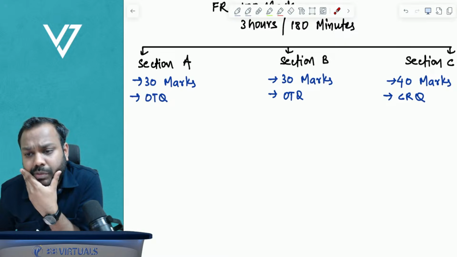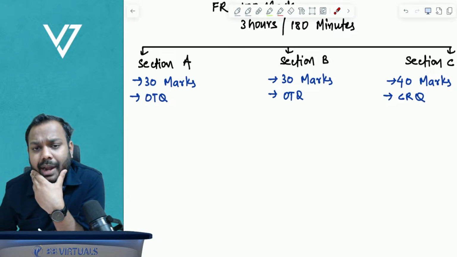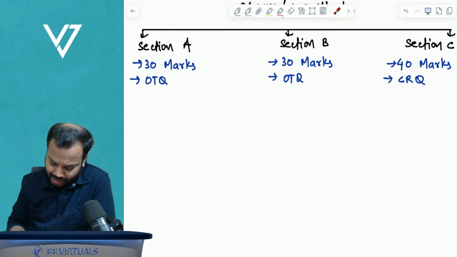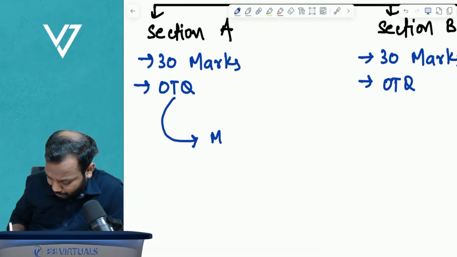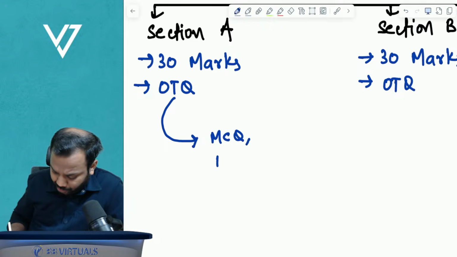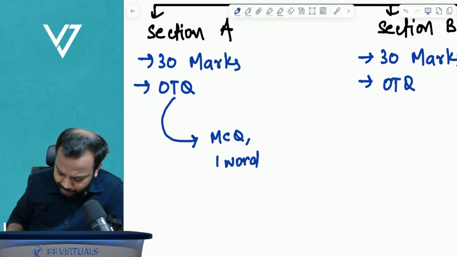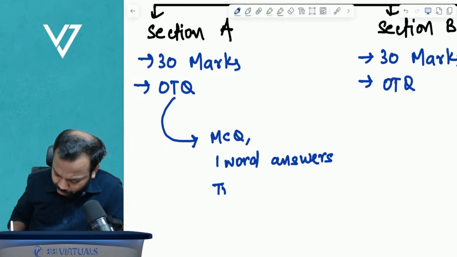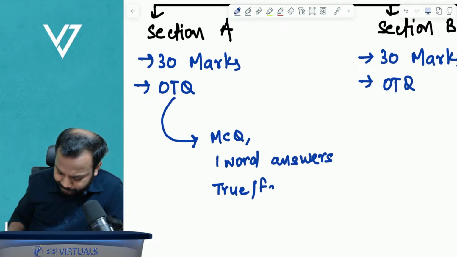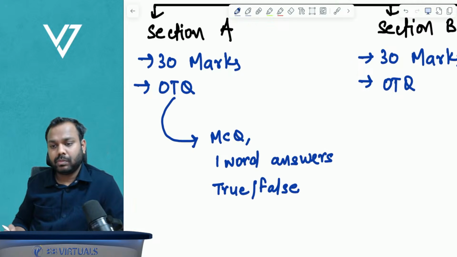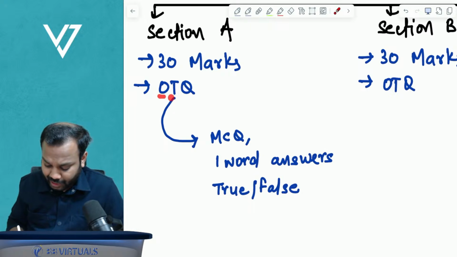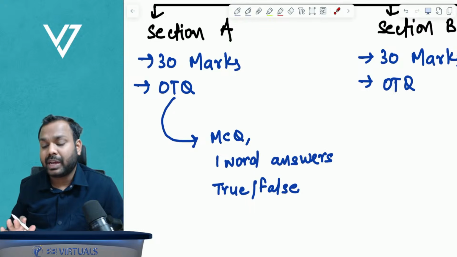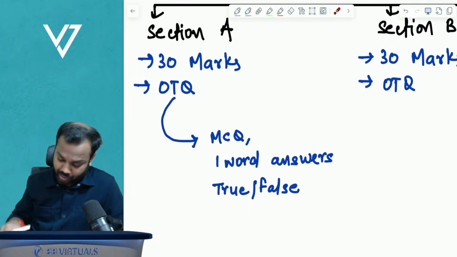Sir, what is the difference between OTQ and MCQ? Let me tell you. Understand, please. OTQ includes MCQ. It includes one word answers. It includes true, false. It's not just MCQ, it's objective type questions.